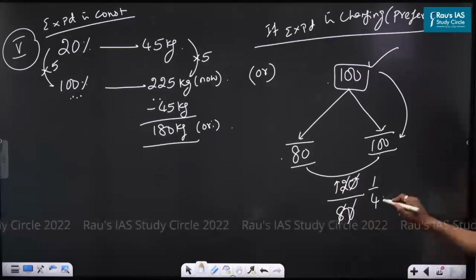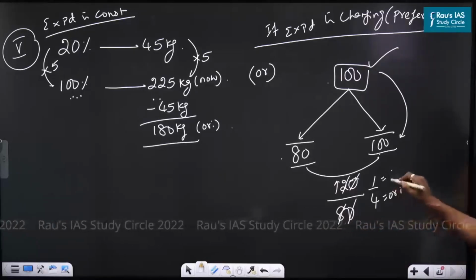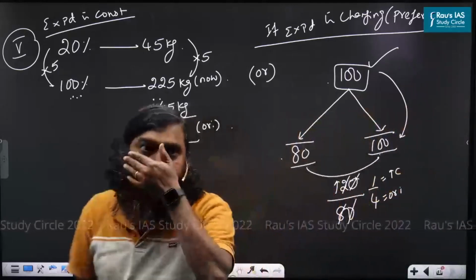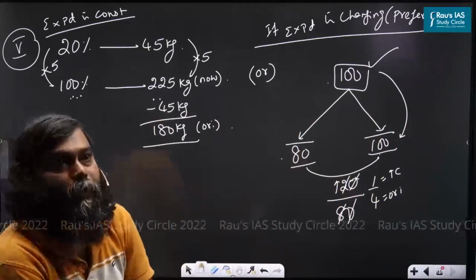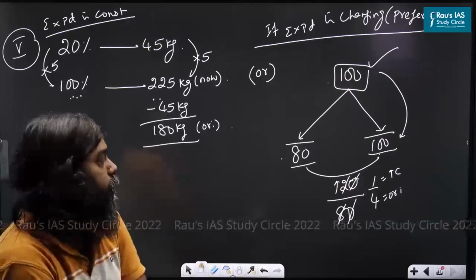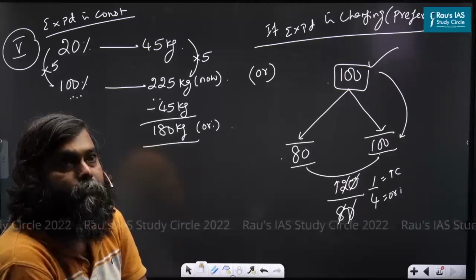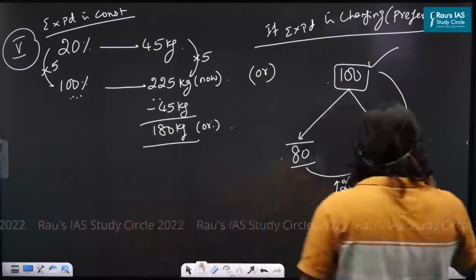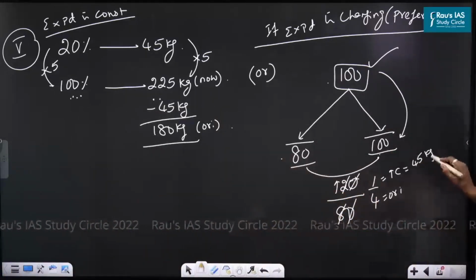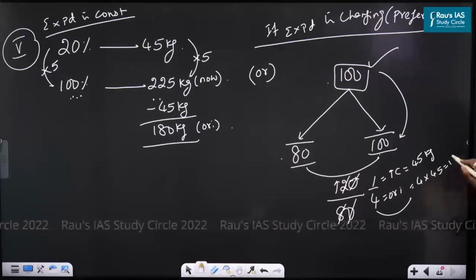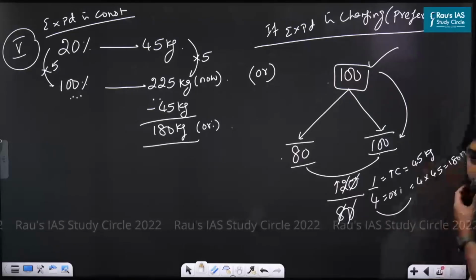This is called original consumption. This is called increase in consumption. All are understood? What is the increase in consumption? 4 parts equal to 4 into 45 kg. Getting this or not?